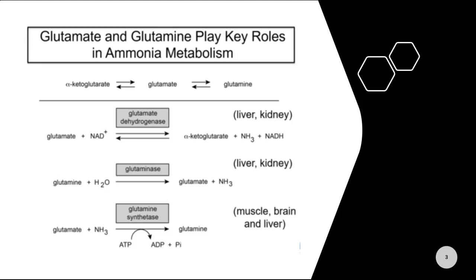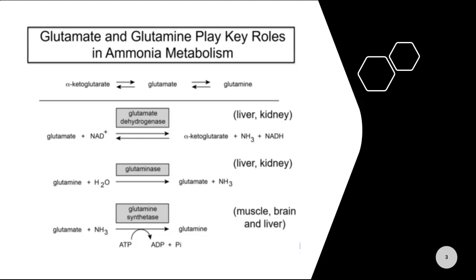The second mechanism involves the transamination of pyruvate to form alanine in the muscles. Alanine is then released into the blood, transported to the liver, and converted to pyruvate through the process of transamination. This reaction leads to the formation of glutamate. Glutamate then undergoes oxidative deamination, catalyzed by glutamate dehydrogenase, to form free ammonia.